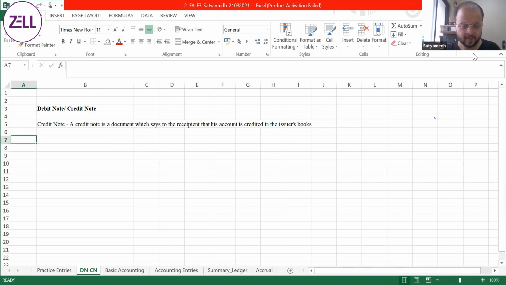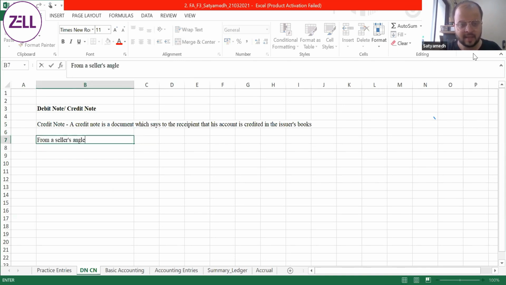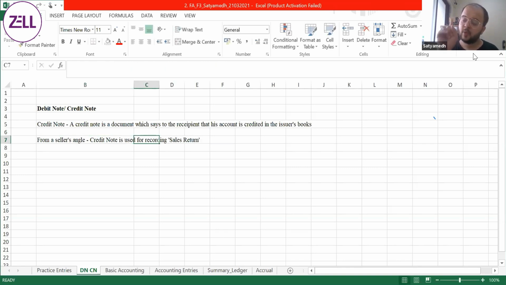So from a seller's angle, credit note is used for recording sales return. One thing you have to remember always, and this is a mistake which even 6-7 year experience वाला चार्टर्ड अकाउंटेंट भी बनाते हैं.